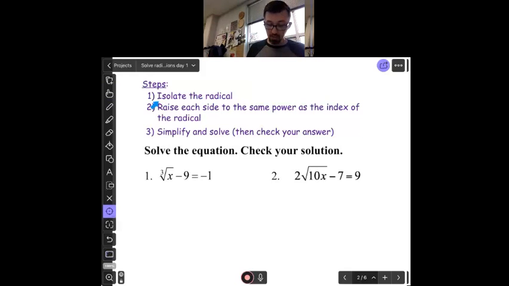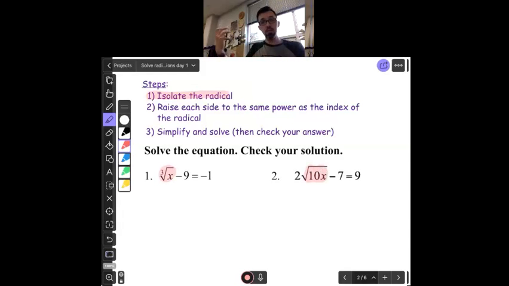So isolate the radicals, our first step. Raise each side to the same power as the index of the radical. Simplify and solve and check our answers. I'm talking to you guys about how to check your answers. But this first step, isolate the radical. What does that mean? When it says isolate the radical, this is the radical. We want that stuff that's outside of it to go away first.